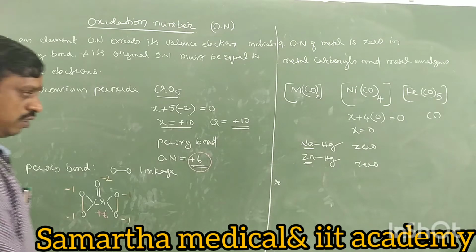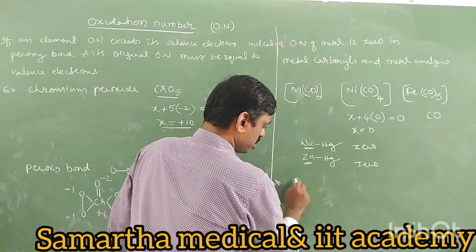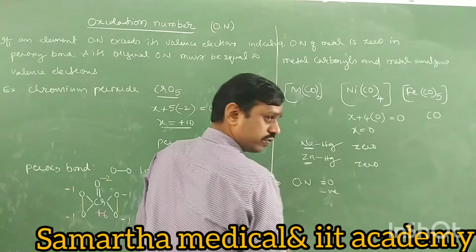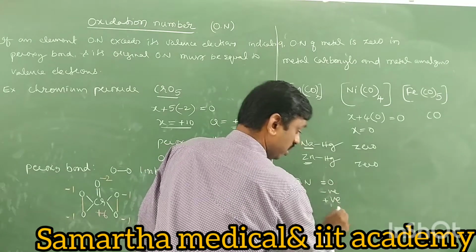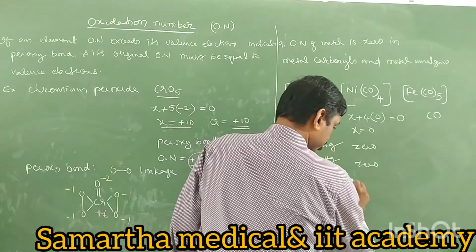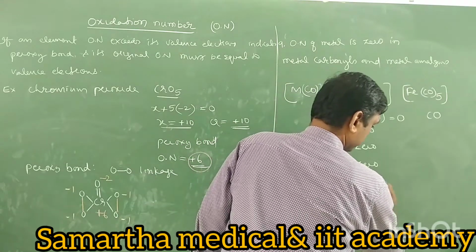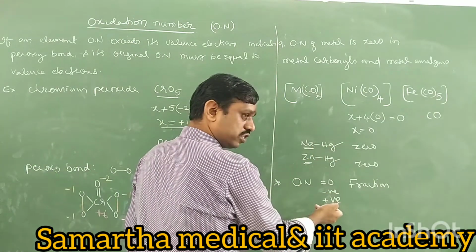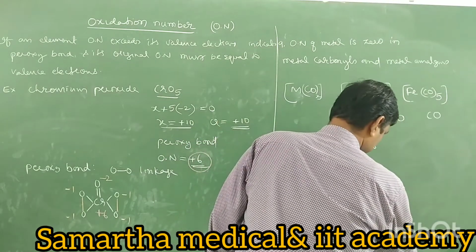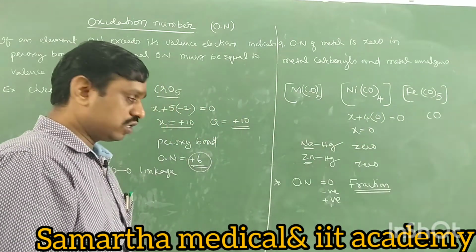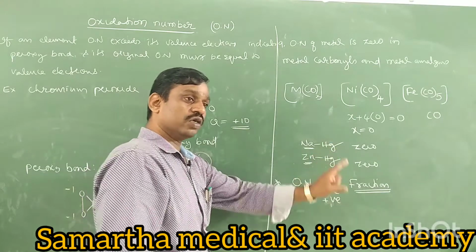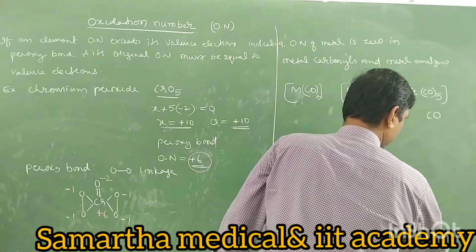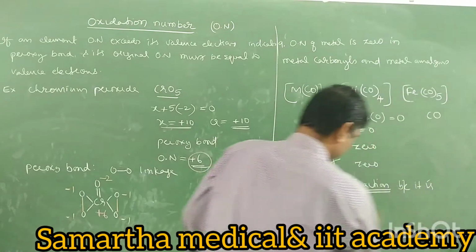Next, tell me, oxidation number may be 0, it may be negative, it may be positive. Fractional also. Yes, it may be a fraction also, important. So oxidation number 0 we have seen, negative, positive we have seen, but oxidation number may be a fraction because oxidation number is an average value. Important. Why is it a fraction? Because it is an average value.